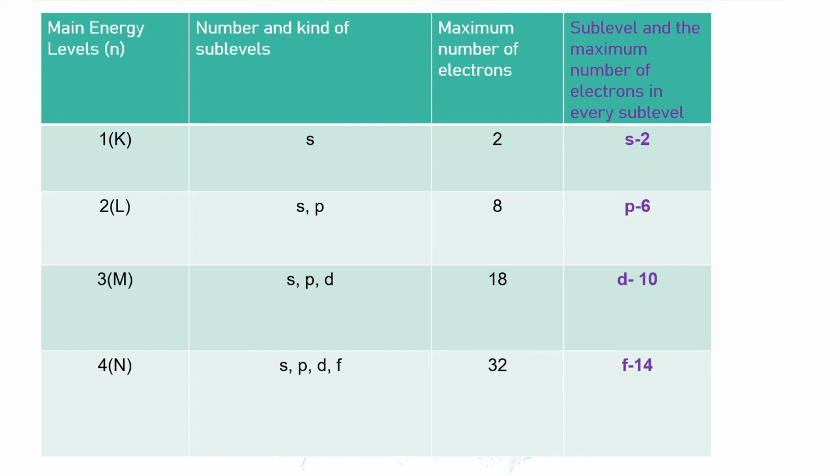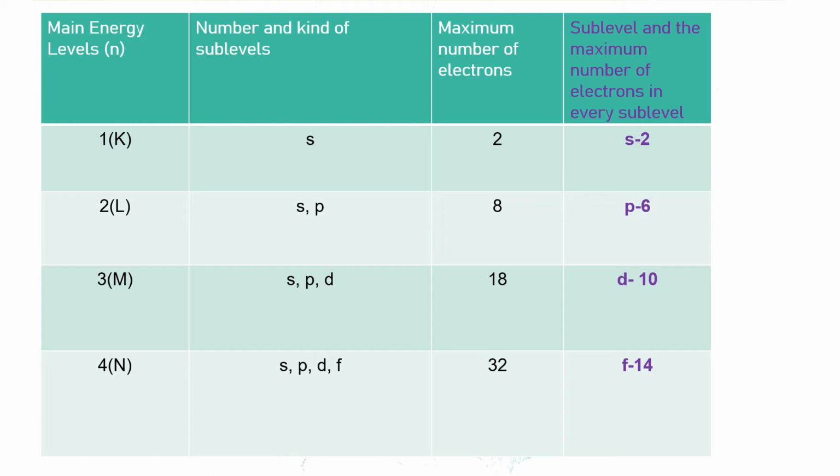However, in the second energy level, which has 2 sub-levels, S and P, the maximum number of electrons of the second energy level is 8. These 8 electrons are distributed in the S and P sub-levels. 2 electrons will go to the S sub-level and 6 electrons will go to the P sub-level.